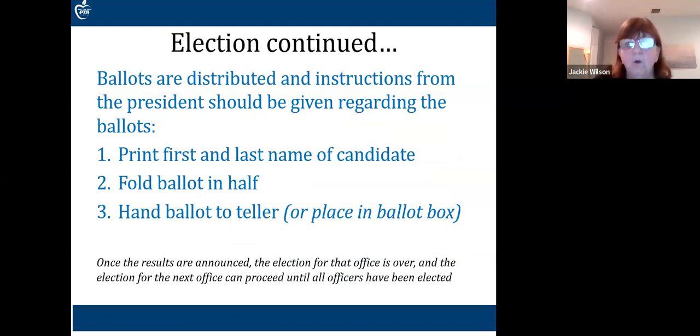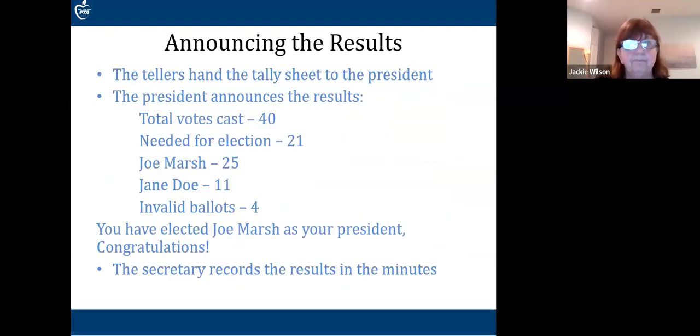And again, scenario-wise, this has happened. When you announce the result, the teller hands a tally sheet to the president, and then the president announces the result. Total votes cast, 40. Needed for election, 21. Joe Marsh received 25. Jane Doe, 11. There were 4 invalid ballots for whatever reason. You have elected Joe Marsh as your president. Congratulations. And the secretary records the results in the minutes as they are given by the president.